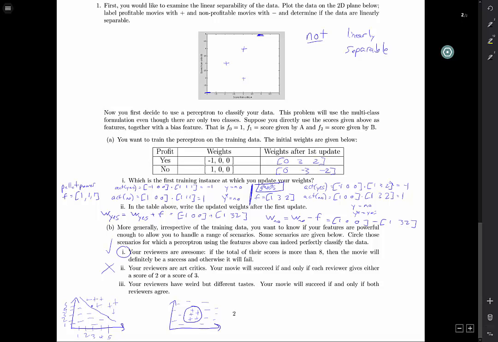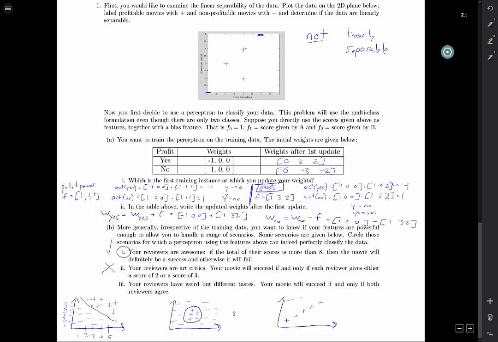Now, they say your reviewers have weird but different tastes. Your movie will succeed if and only if both reviewers agree. So this means it only succeeds if you get a plus on the diagonal, which means they're equal. And this might make you think, oh, this is a line, so the perceptron can classify linearly in the features, so this should work.